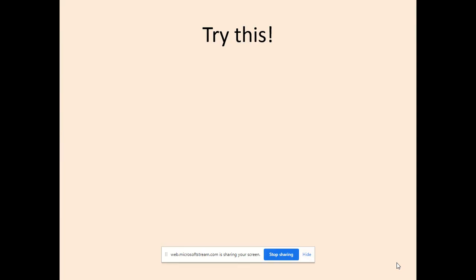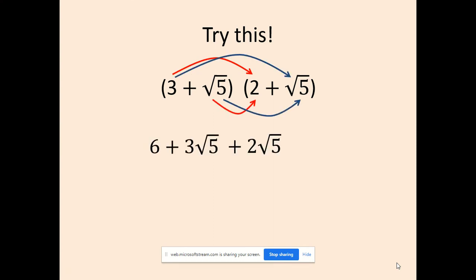And then you do, sorry about that. And then you do 3 root 5 plus 2 root 5 will be 5 root 5. And that's your final answer.